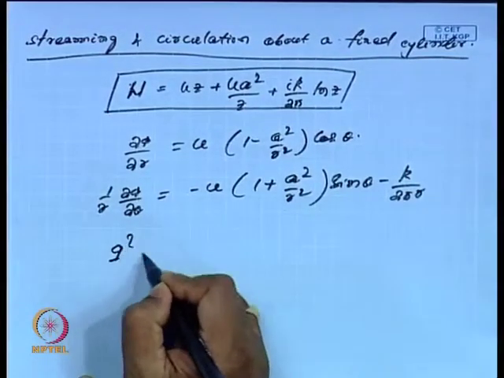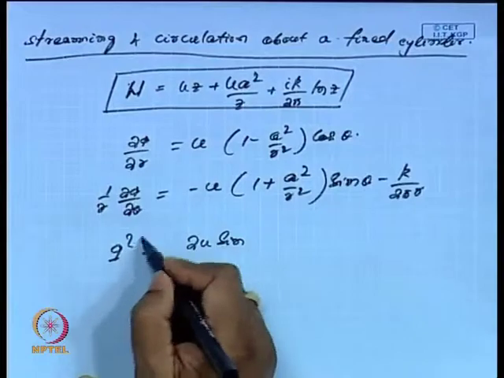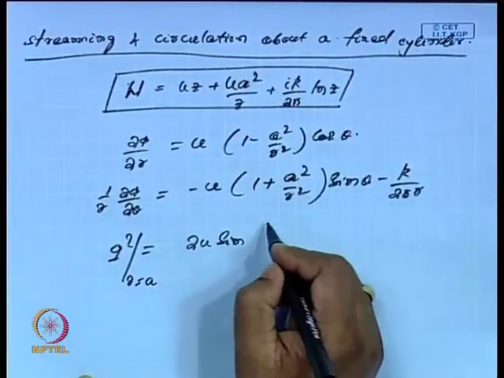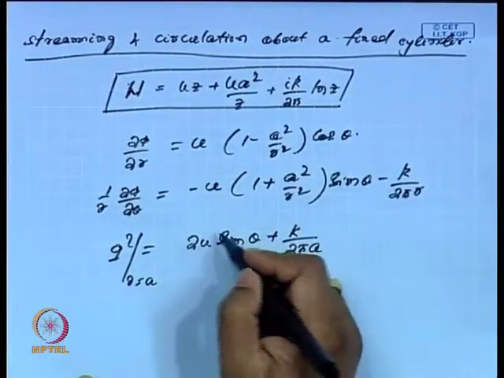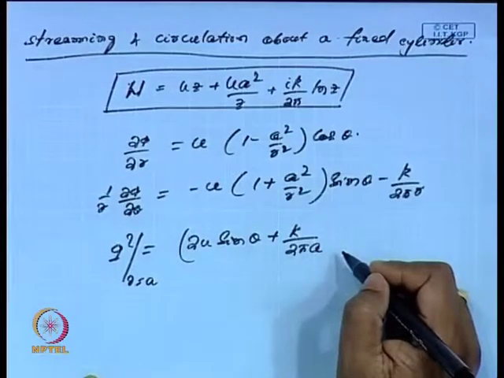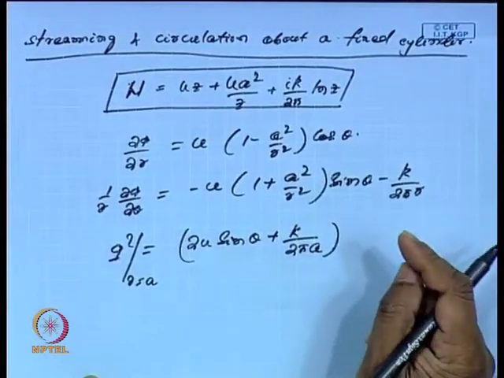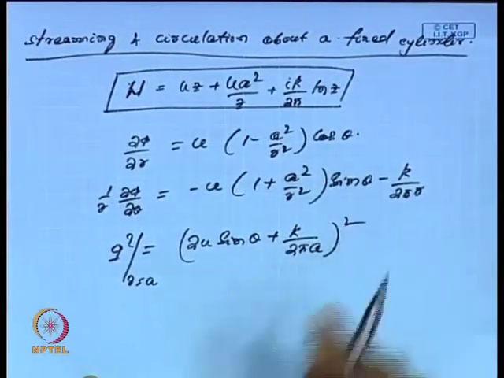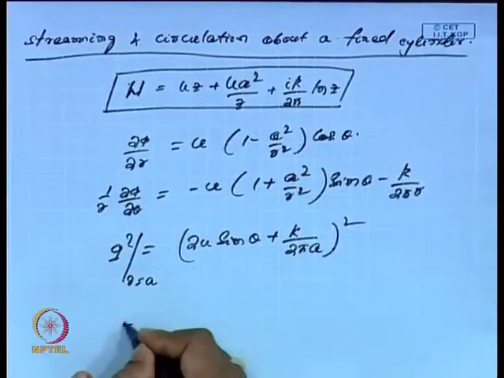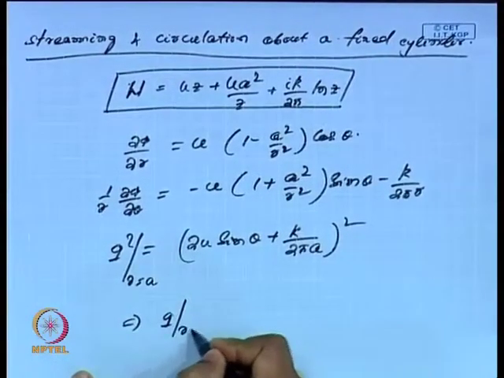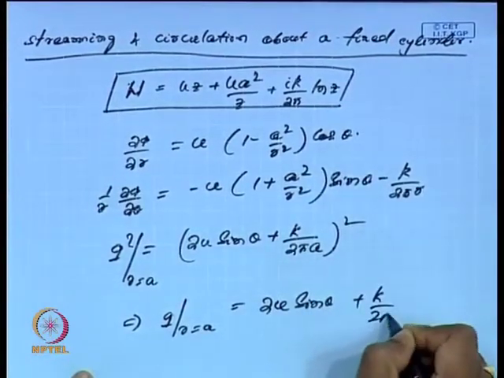So, we can always get q square. Rather, I will say q square at r equal to a, I will get 2 u sin theta plus k by 2 pi a, whole square, and hence q on the boundary of the cylinder will be 2 u sin theta plus k by 2 pi a.